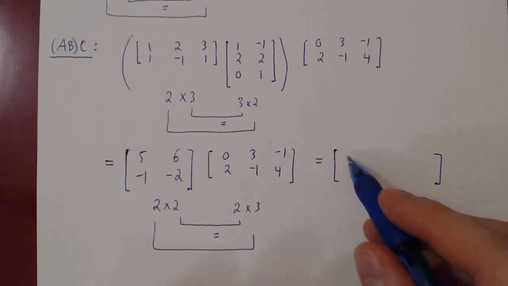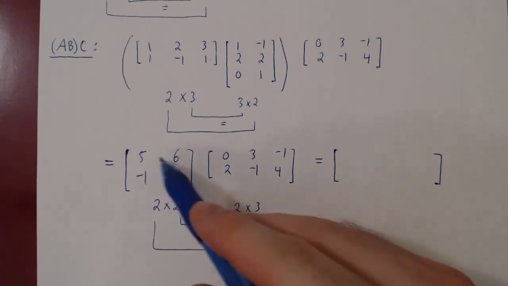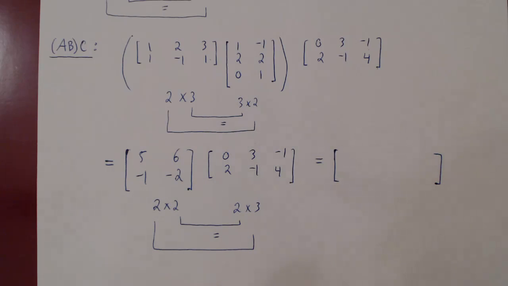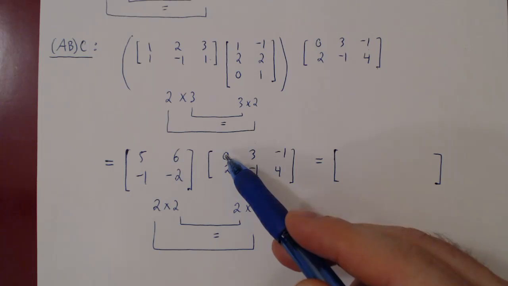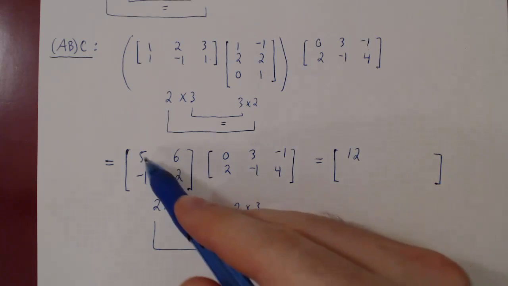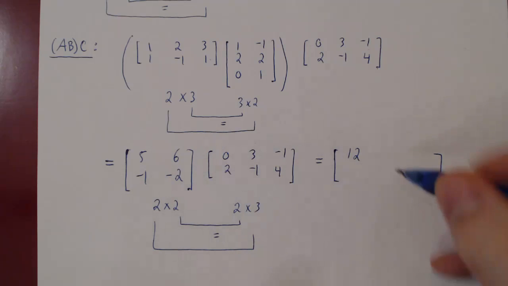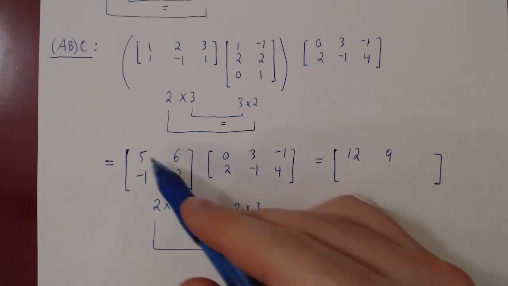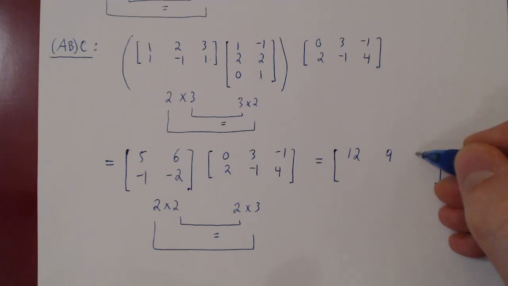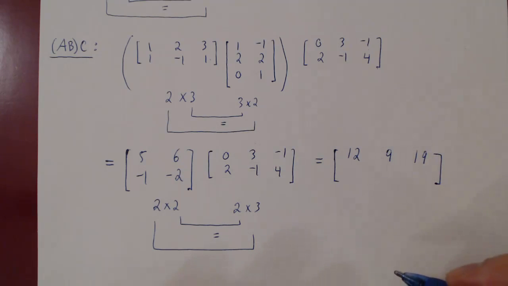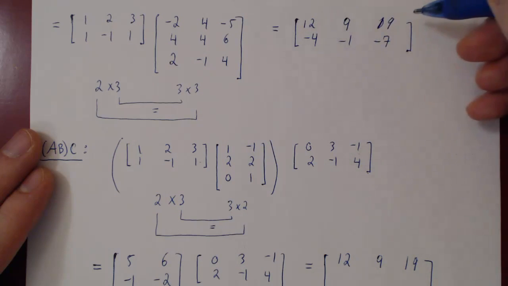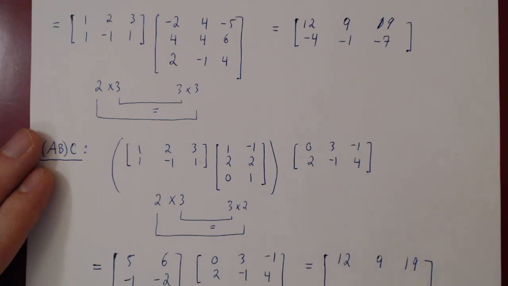So again, to construct the first row of our new matrix, we fix the first row of the first matrix and go through every column of the second matrix. So we'll have 0 plus 6 times 2, 12. Then we'll have 15 minus 6, 9. And we'll have negative 5 plus 24, 19. If you look up, same row as before. 12, 9, 19. 12, 9, 19.